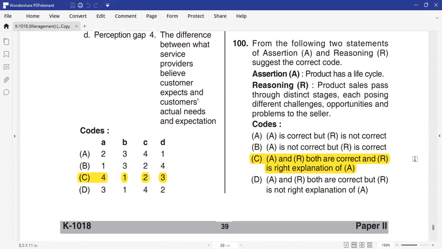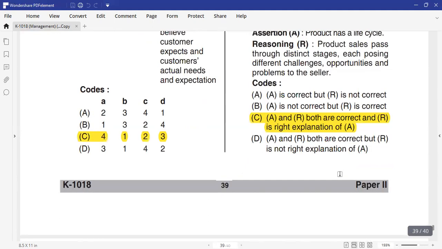The assertion is: product has a life cycle. The reason is: product sales pass through distinct stages, each posing different challenges, opportunities, and problems to the seller. So both A and R are correct. You know that a product has a life cycle and goes through different stages. Therefore, both the assertion and the reasoning are correct, and the reasoning is the right explanation for the assertion.